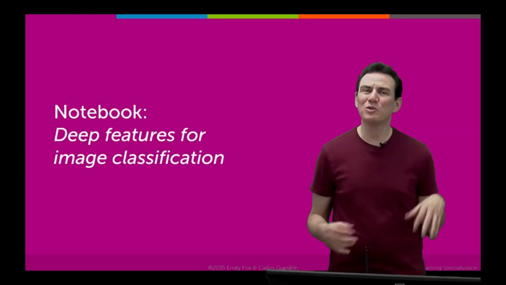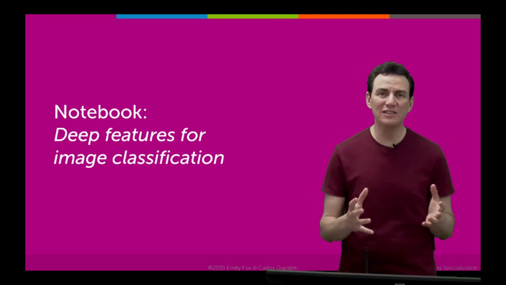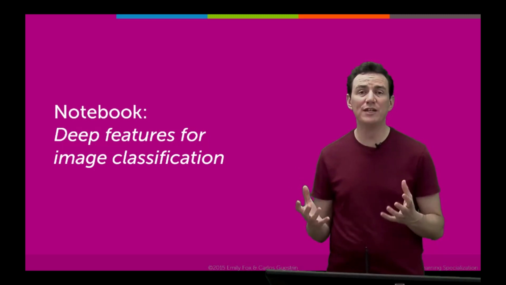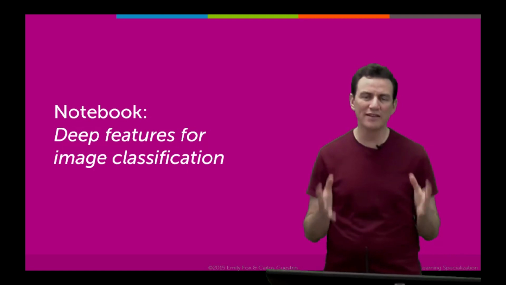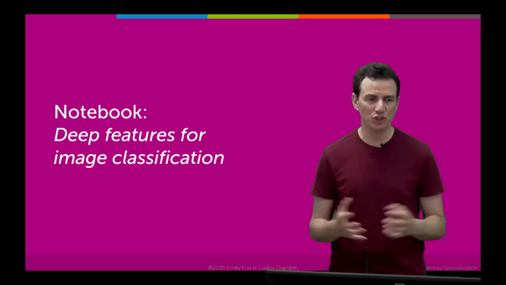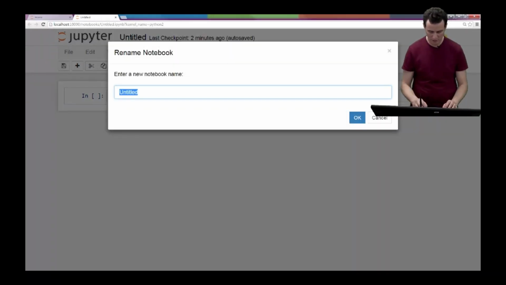So in this deep learning module, we talked about two really cool things that you can do with deep learning. One is classify images, and the other one is retrieve images. And in both of them, we talked about deep features. So let's just go ahead and build a notebook for image classification using deep features. So let's give this notebook a name. This is going to be image classification with deep features.